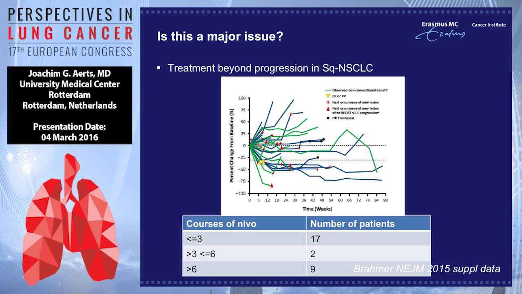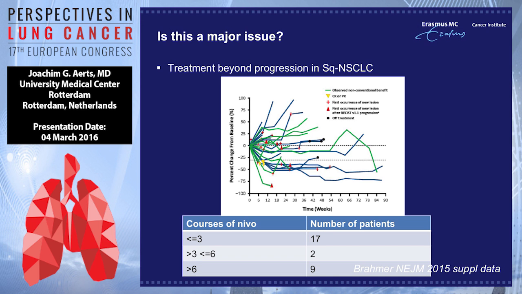So 17 of these patients who were treated after progression, in my view, were treated unnecessarily because they had real progression of the disease. On the other hand, you have 9 patients who had more than 6 cycles. So these patients were having progression of disease, and when you continue them on treatment, you see that they keep in remission for longer times, for over 3 months. So probably these are the patients who benefit.